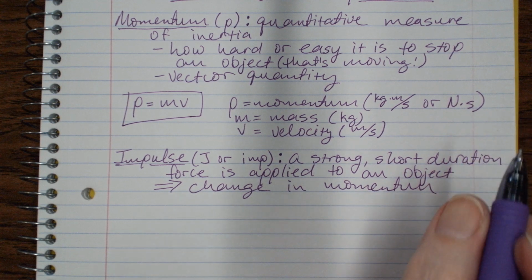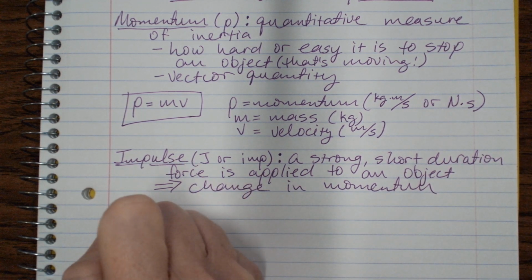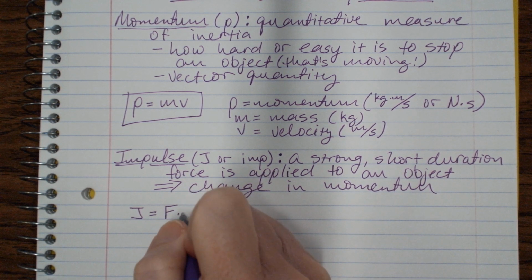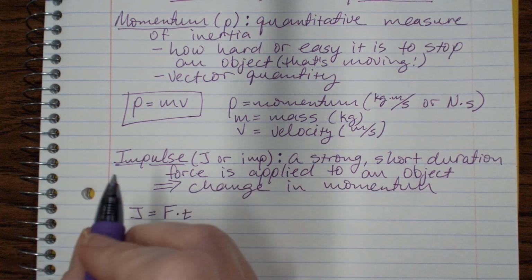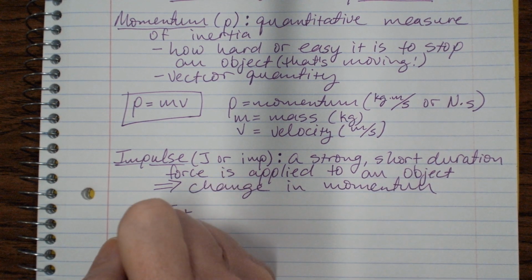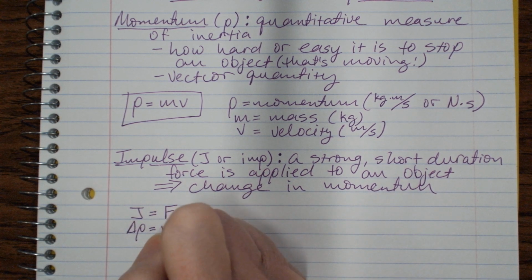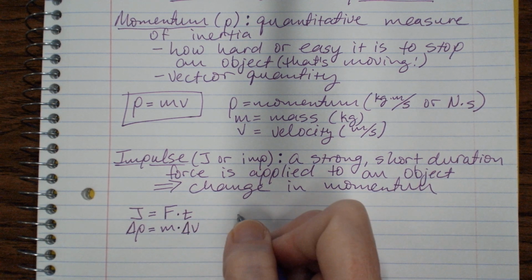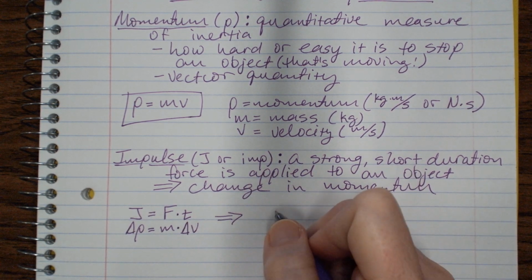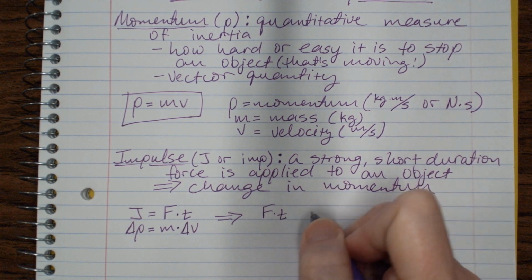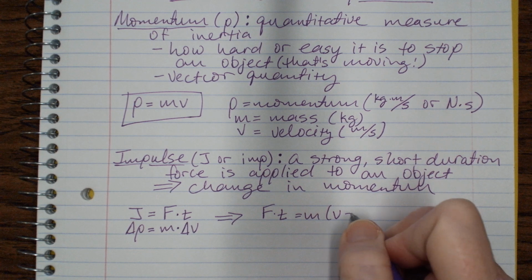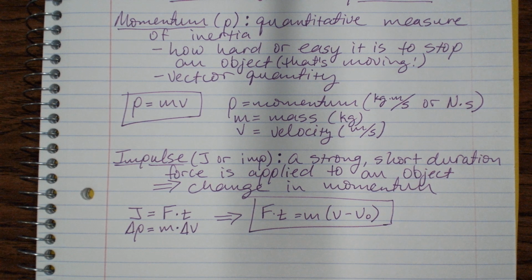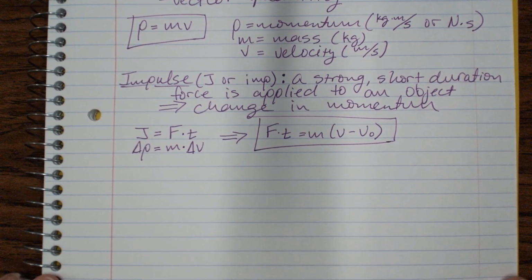So technically J, or IMP, whatever you want to call it, is equal to force times the change in time. Well, the change in momentum is equal to mass times the change in velocity. So in essence, if we put these two together, then force times the change in time is equal to mass times v final minus v initial. This is in your formula sheet. This is what we're going to use over and over and over. Okay? So, example of how impulse works.